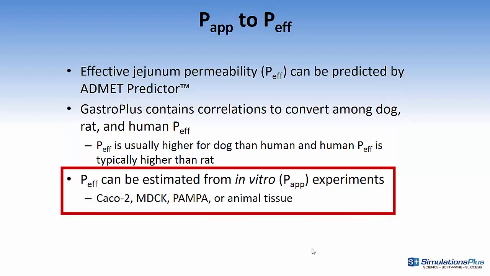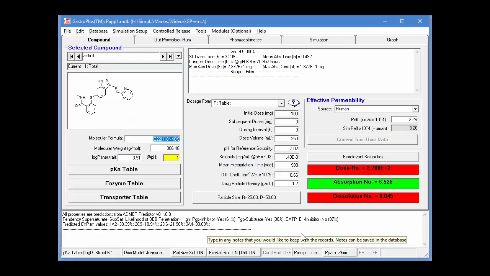The main emphasis of this video will be estimating PEF from in vitro experiments. For example, let's say you have measured data from CACO2, MDCK, PAMPA, or animal tissue experiments, and you want to convert those values into PEF in GastroPlus. Let's take a look at the effective permeability section in the GastroPlus interface.